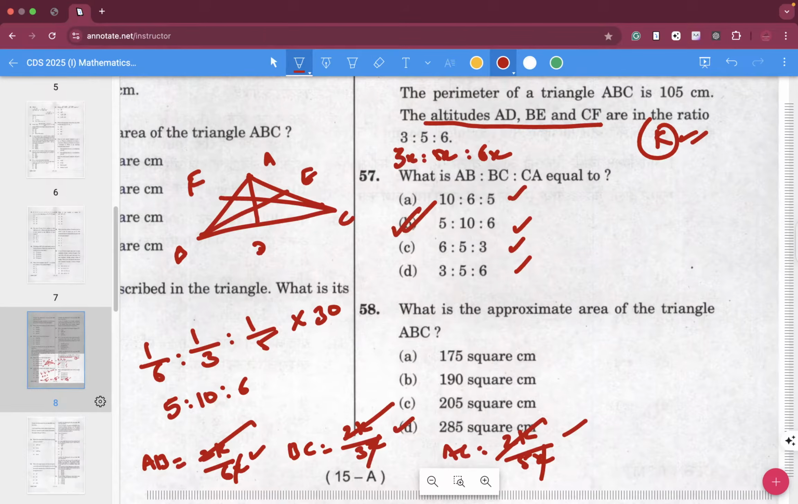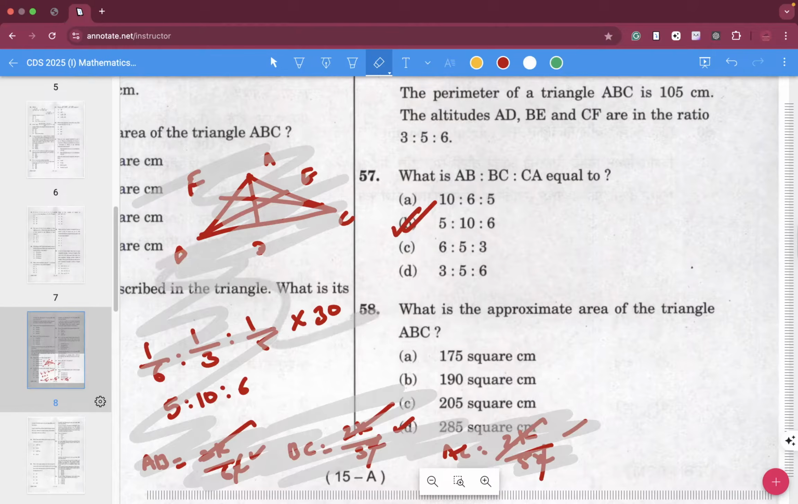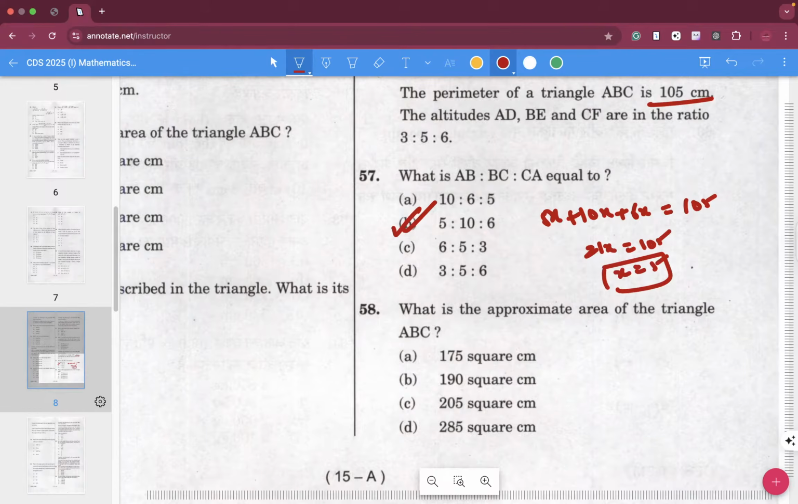Now, the sides are in the ratio 5 is to 10 is to 6, which we concluded here. This means 5x plus 10x plus 6x is equal to 105, because the perimeter is given as 105. So 21x is equal to 105, x is equal to 5, which means the sides are 25, 50 and 30.